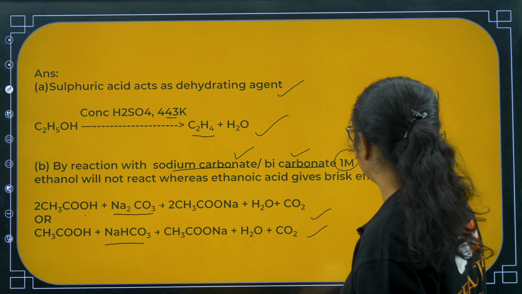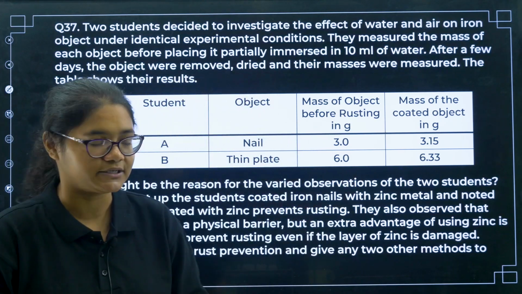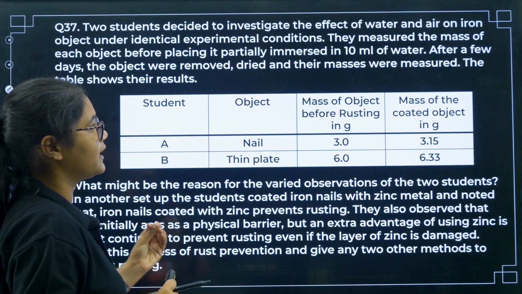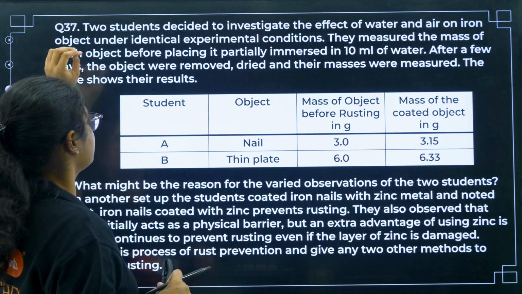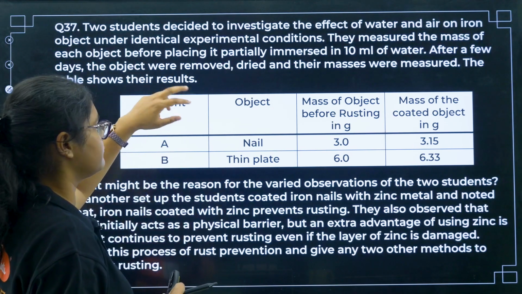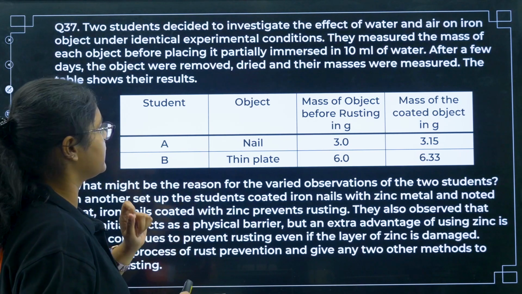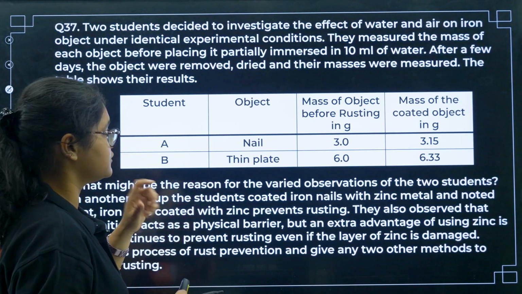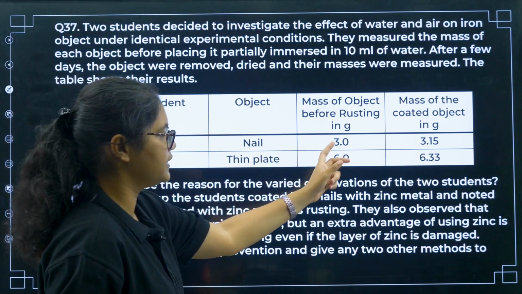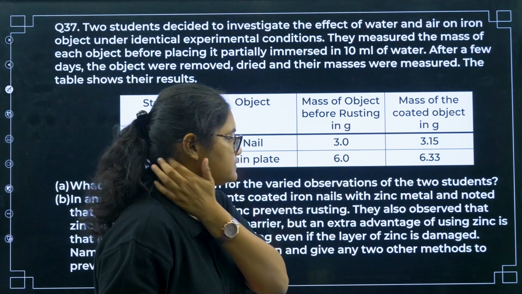Okay. So next, coming to your case based question or 4 marker question. So here a question is there: 2 students decided to investigate the effect of water and air on iron objects under identical experimental conditions. They measured the mass of each object before placing it partially immersed in 10 ml of water. After a few days, the objects were removed, dried, and their masses were measured. The table shows the results. So for A, the object was a nail, before it was 3 grams and after it became 3.15 gram, and a thin plate was 6 gram and after it became 6.33 gram.